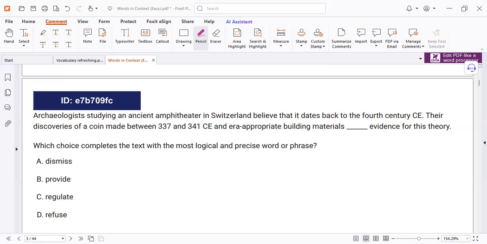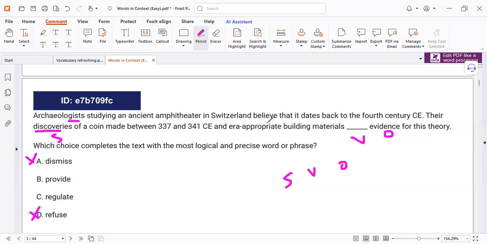It's either provide or regulate. It's not dismiss or refuse. So that is a good job. What I need from you is to delete the wrong answers. But it's the same way. We have a verb. Find the subject and find the object. So their discovery, and these discoveries did what with the evidence? The discoveries proved or regulate.